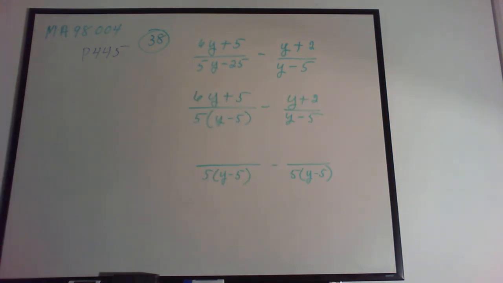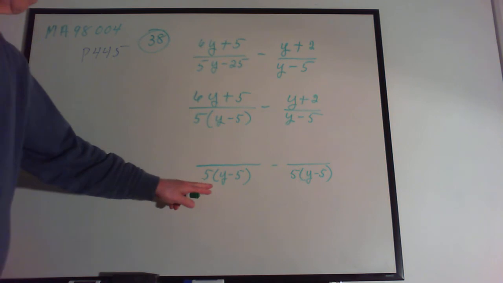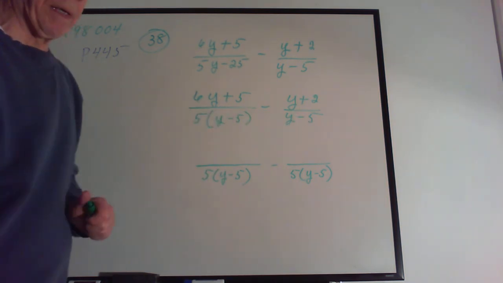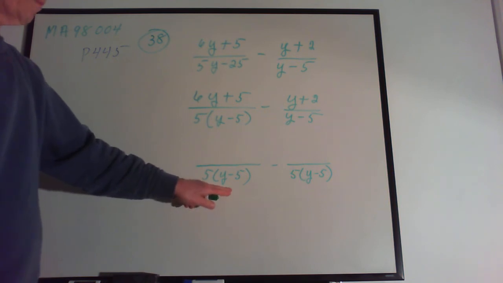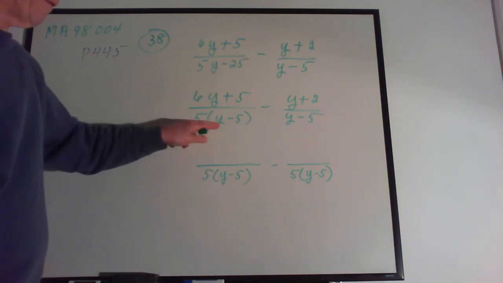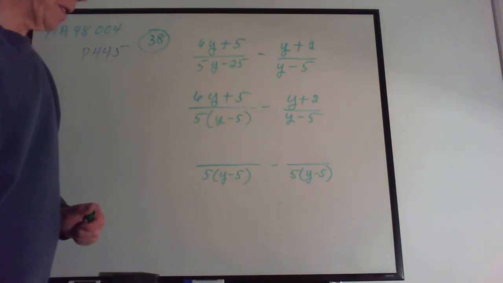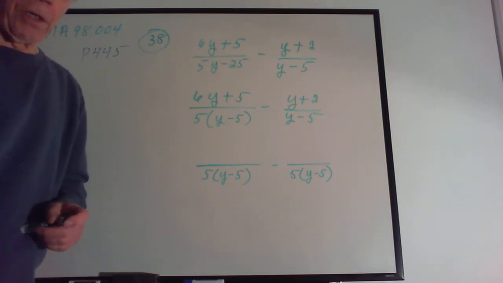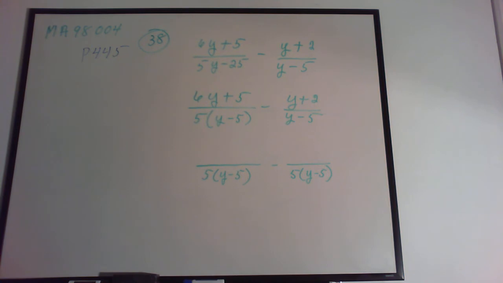Okay, the common denominator is going to be 5, parentheses, y minus 5. There's a y minus 5 here, there's a y minus 5 there, so that's going to be in the common denominator. There's 5 here, there's no 5 there, so 5 has to be in the common denominator. Pause the video, see if you can figure out what the numerator will be.